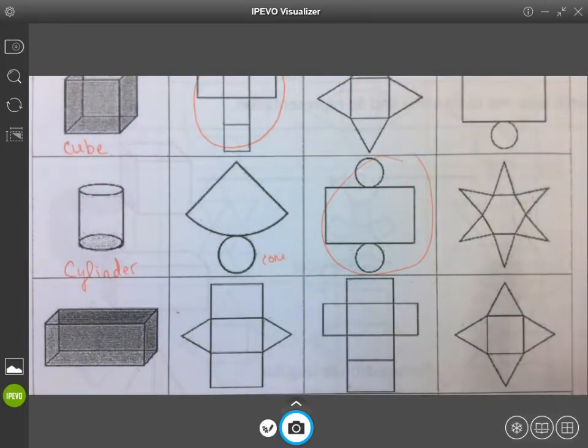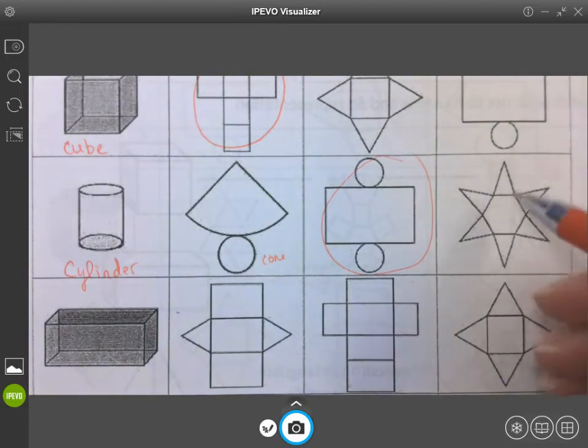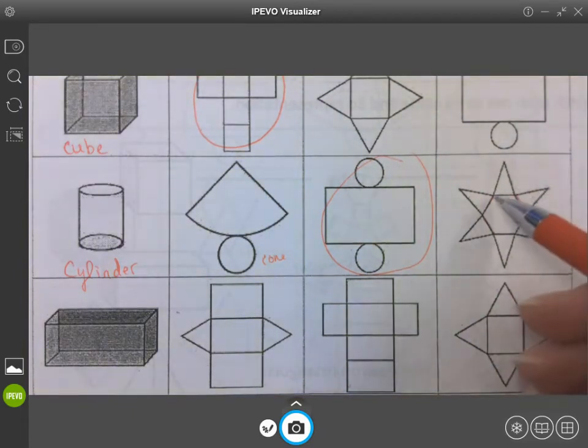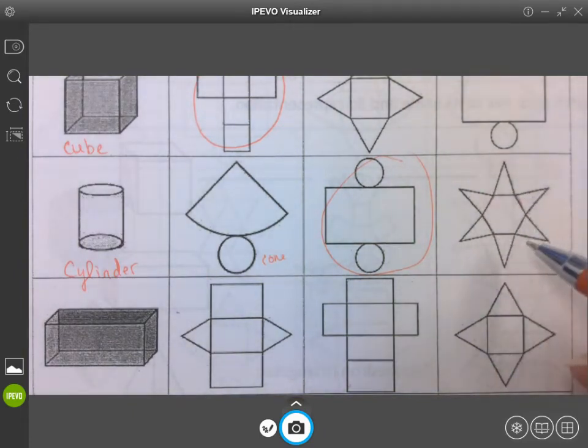Okay, this one almost looks like a star, doesn't it? But if you really look, isn't this a hexagon here? It almost looks like these lines are curved. Do you see that? It looks curved, but it's not. And if you fold these triangles up, you'd have a hexagonal pyramid.